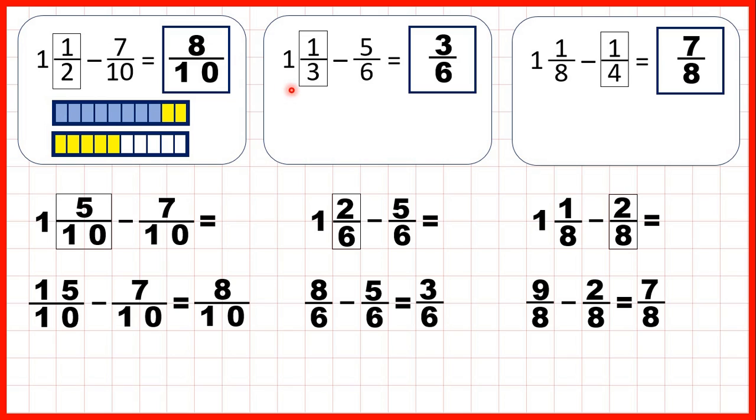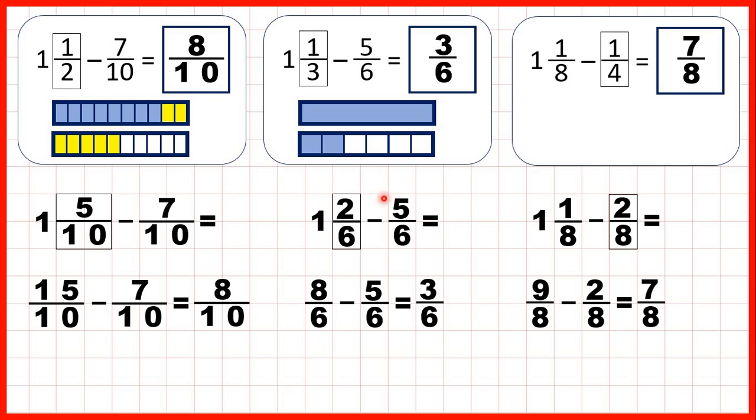to leave us 8/10 as our answer. Then we started with 1 1/3, but we were taking away 5/6. So first we saw that 1 1/3 is the same as 1 2/6, but because we needed to take 5/6 away, we needed to turn our 1 into 6ths as well, so that's 8/6. Then we could subtract 1, 2, 3, 4, 5 of those 6ths to leave us 3/6 as our answer.